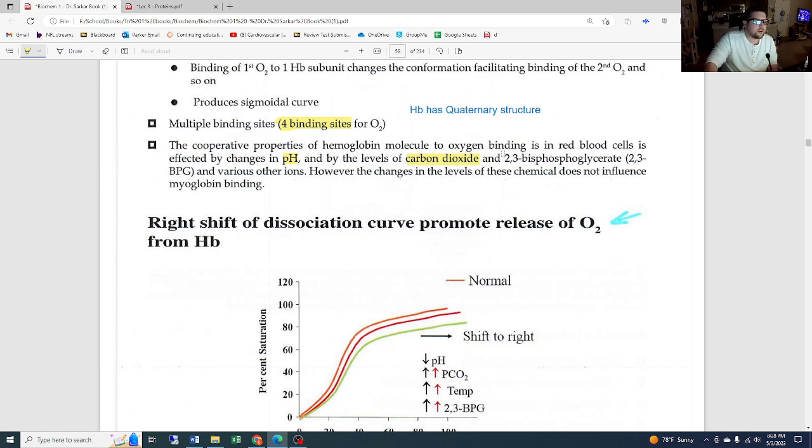And also 2,3-bisphosphoglycerate and various other ions. These are the main two that we will talk about a lot: pH, carbon dioxide, O2, that sort of stuff. However, the changes in the levels of these chemicals do not influence myoglobin binding.